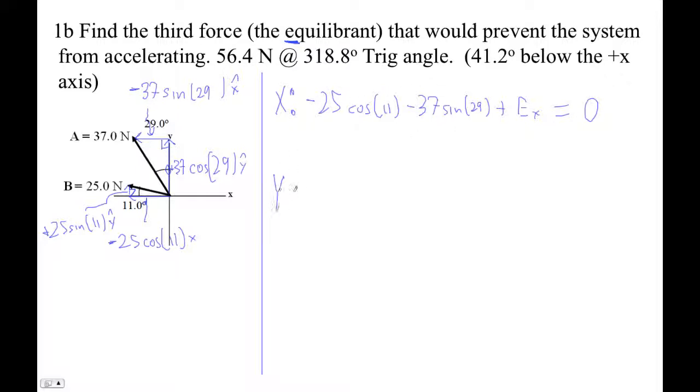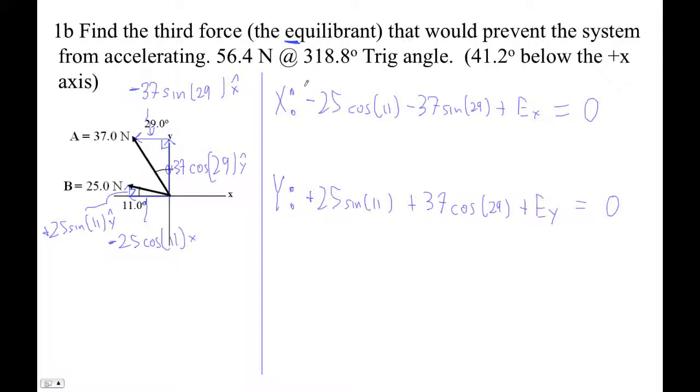And then in the y direction, let's look at all the ones that go up and down. We've got positive 25 sine 11. It's sine because it's opposite that angle, and it's positive because it's up. And then we've got positive 37 cos 29. Those are both positive, plus something in the y direction, which will almost certainly be negative, because these two are positive, equals 0. And now we just do math.